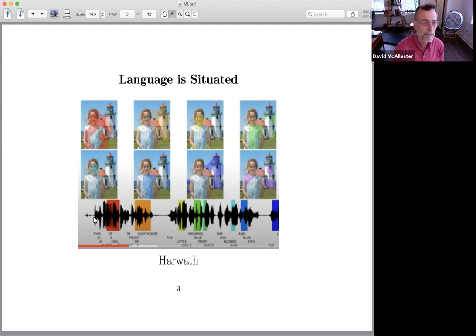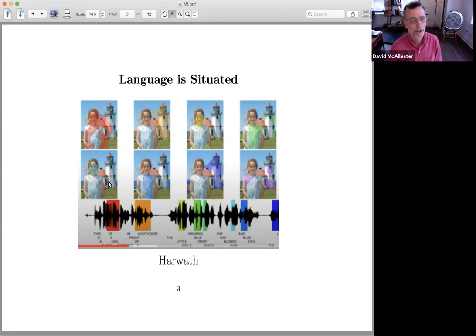I'm going to read the sound wave. This is a picture of a girl standing in front of a lighthouse. The girl's wearing a blue print dress. She has blonde hair and blue eyes. As we go through this sound wave, the system is just trained on pairs of images and sound waves, and it has found some algorithm for aligning positions in the sound wave with pixels in the image.